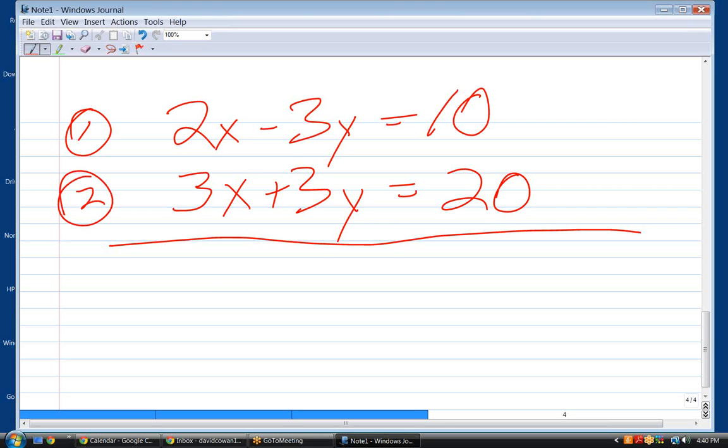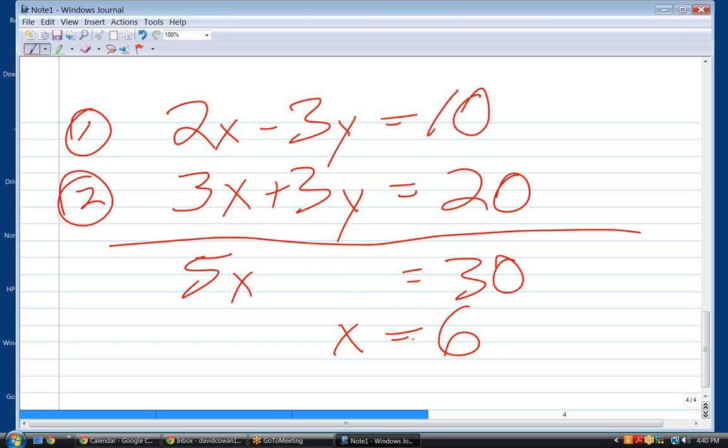So, 5x, and then the y's would cancel out, I think. Okay. And b equals 30. Okay, so x equals 6. In other words, by eliminating y, I was able to solve for x.